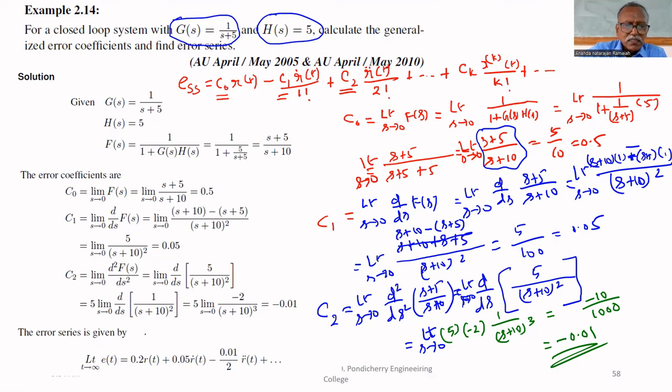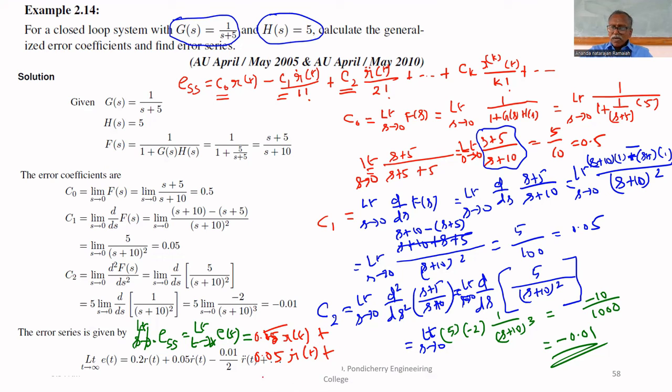Therefore, the generalized error series e_ss equal to limit t tends to infinity e of t equals, what is the first term? C0 equal to 0.5. First term is 0.5 R of t. Second term is 0.05 R dot of t. Plus third term is minus 0.01, that is C2, R double dot of t. Plus etc. That's all. That is the series.